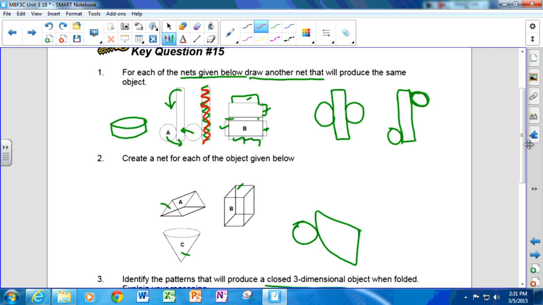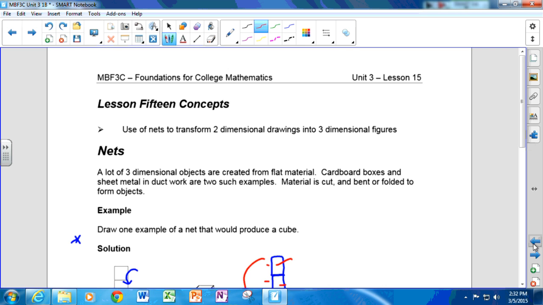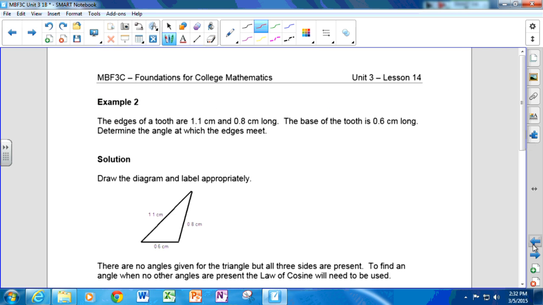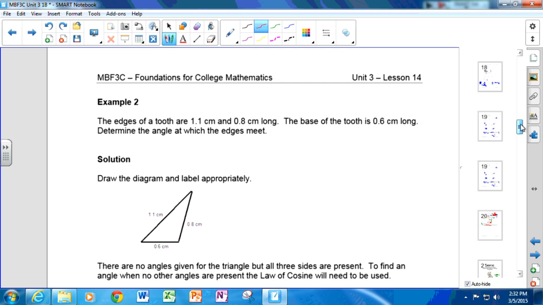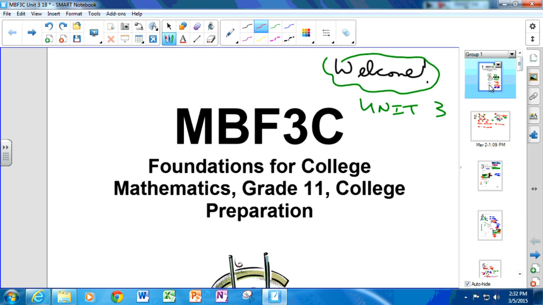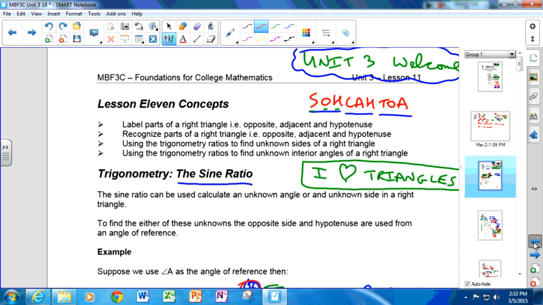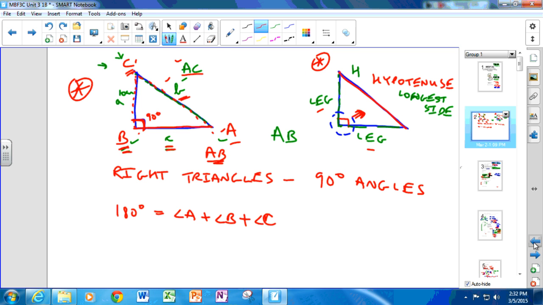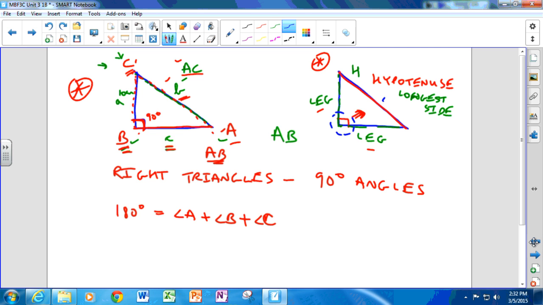Unit 3 was all about geometry, trigonometry, mostly the study of triangles. The last little bit was just an add-on with the nets. So let's go all the way back. The first bit, and probably some of the most important, is the geometry of triangles, the nomenclature, the words that we use to describe triangles. A right triangle is a 90-degree triangle, and all right triangles have a hypotenuse and two legs. That's how they're called.